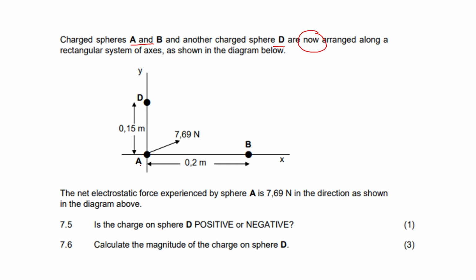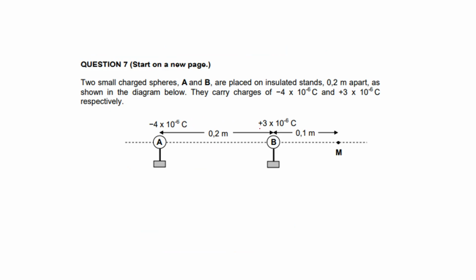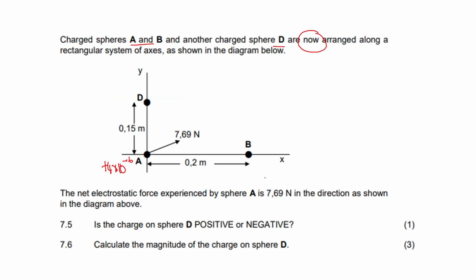In this scenario, A is going to be a positive charge because it's on the positive side of the axis. So it's going to be +4 times 10 to the power of -6, and B is +3 times 10 to the power of -6. Just so you know, that's where I get it from, and that's why it's positive, because it's on the positive axis. It has now been rearranged, right?